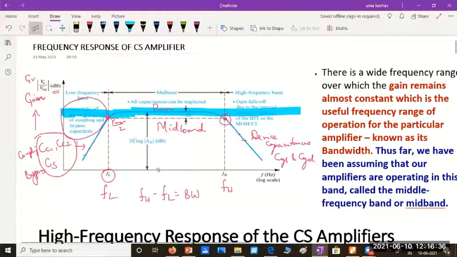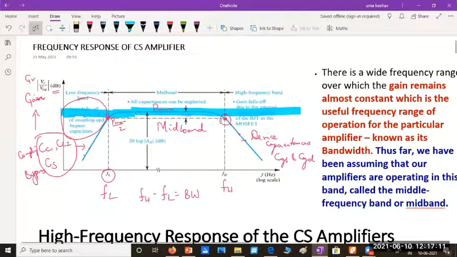frequency FH. In the low frequency region, the gain falls with frequency because of the coupling capacitors and bypass capacitor. And in the high frequency range, the gain falls because of device capacitances. The useful range of frequencies, or the mid band, is where we can use the amplifier for different applications. That is called the bandwidth of the amplifier. The useful range of frequencies, that is FH minus FL, is known as bandwidth.